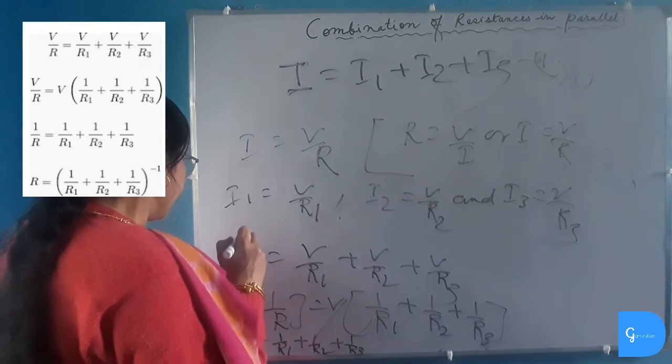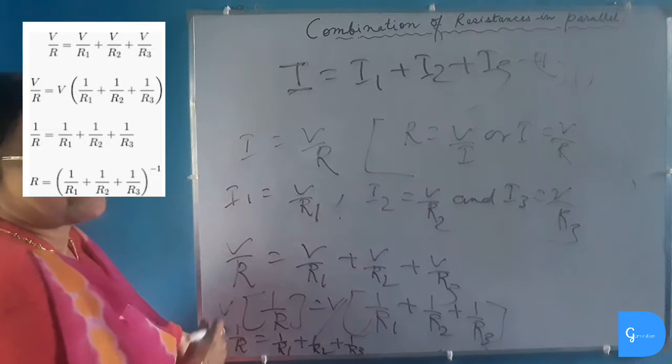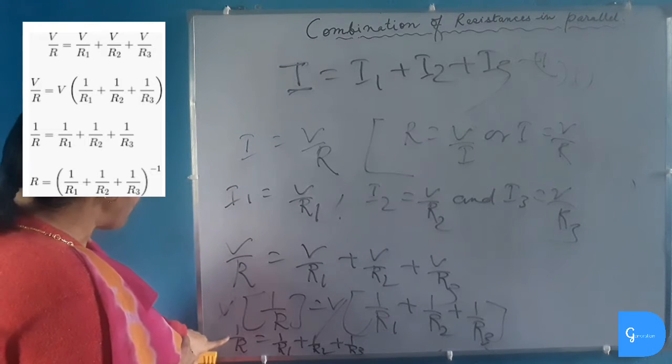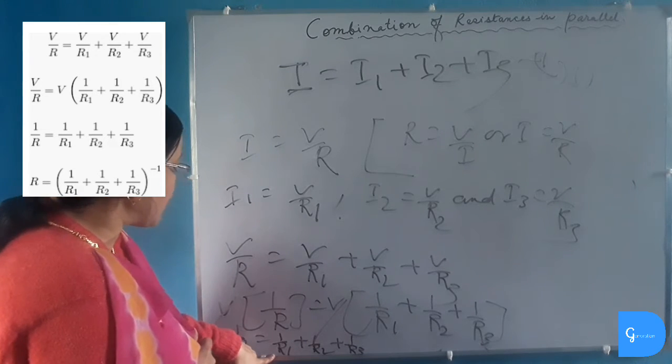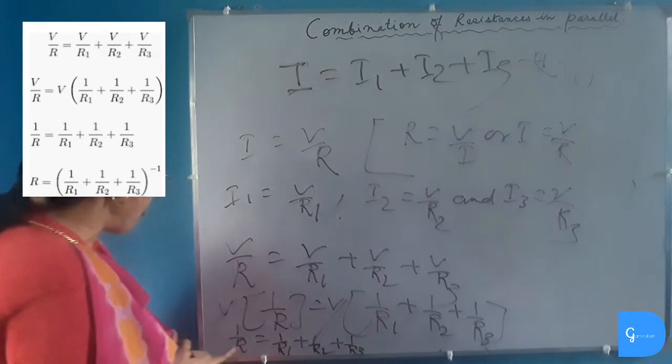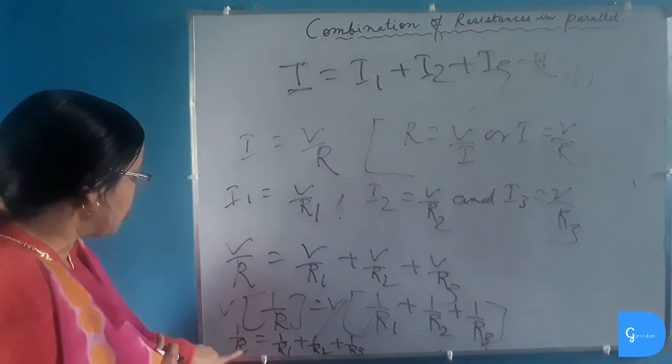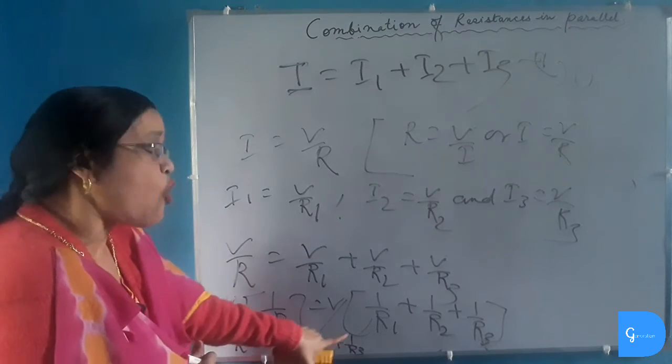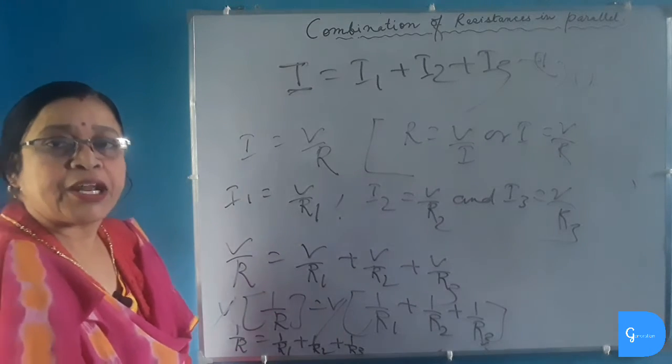So we can say that formula for the combined resistance in parallel combination of resistance is 1 by R is equal to 1 by R1 plus 1 by R2 plus 1 by R3. That is, the reciprocal of the combined resistance will be equal to the sum of the reciprocal of all the individual resistors connected in parallel.